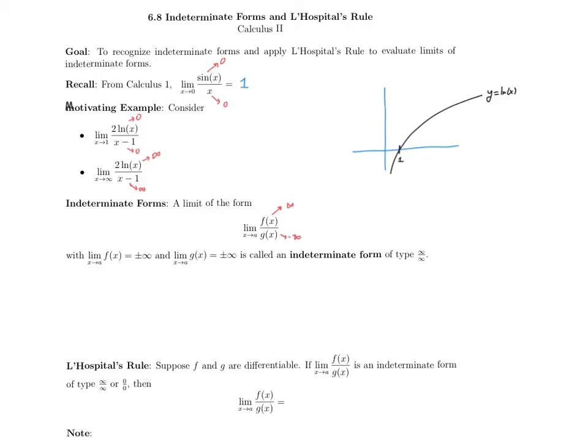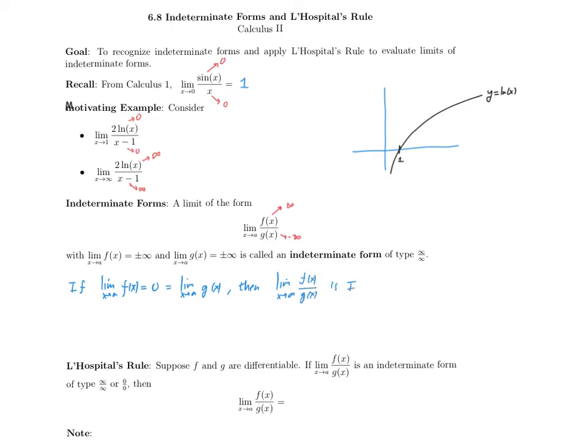There's also a second type of indeterminate form. More will come later. If the limit as x approaches a of the function in the top is 0, and the limit as x approaches a of the function in the bottom is 0, then this limit is also an indeterminate form.